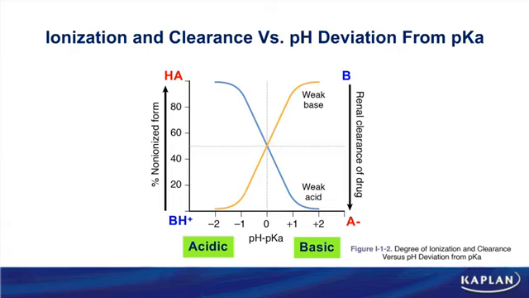If I look on the far right of the graph, I see the other y-axis that shows renal clearance of the drug. Notice that the arrow is going down. Make sure you don't miss this. The arrow is going down.